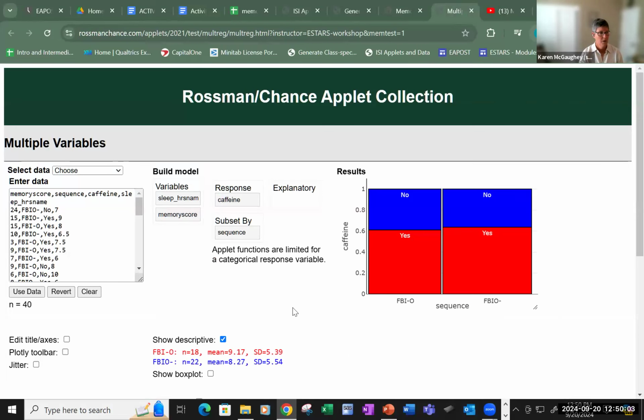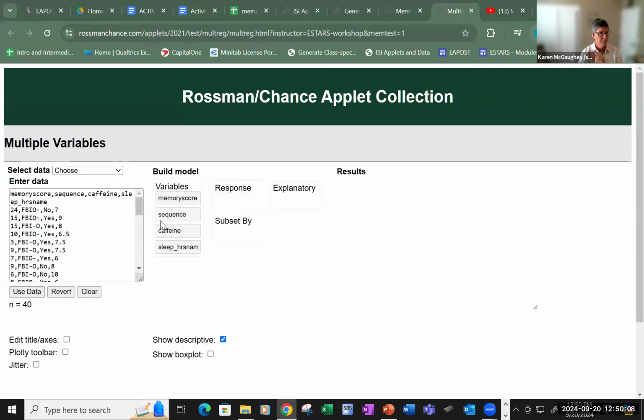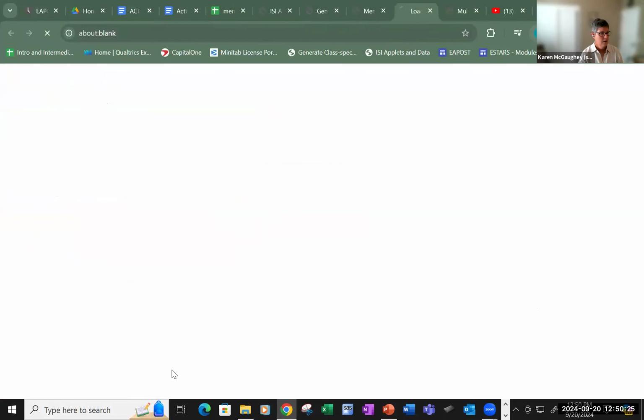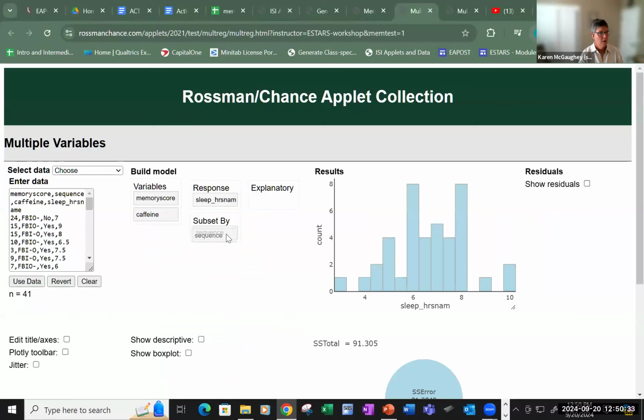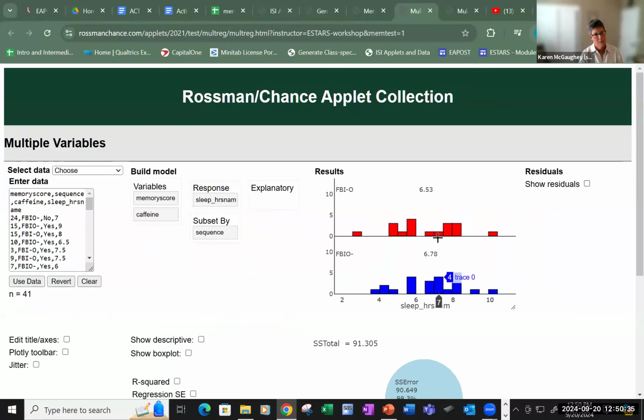The applet kind of froze up on me. Let me try sleep. It's not letting me do it right now. But if you bring sleep into the response box and sequence into the subset by box, I'll reload here. So there's sleep and then by sequence. And now we see that the mean amount of sleep in each of those groups is about the same.